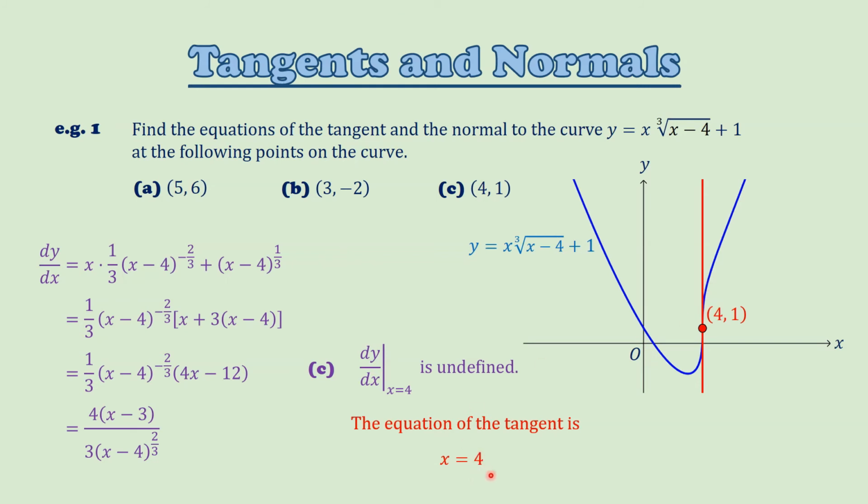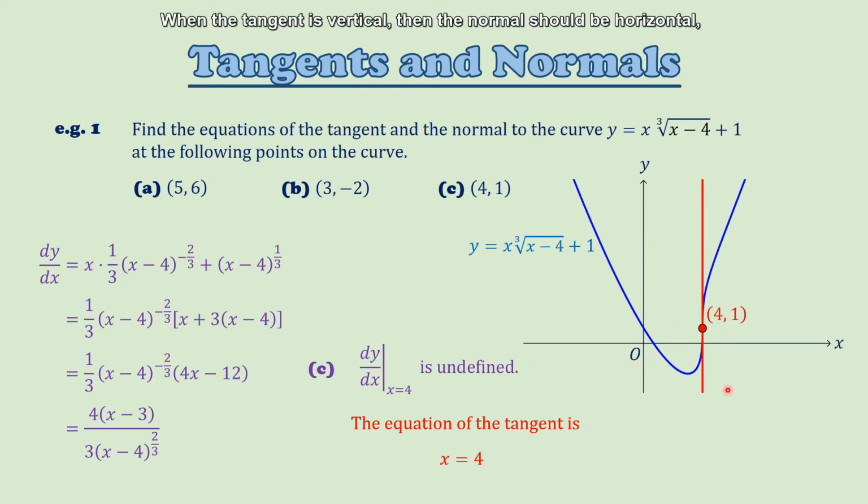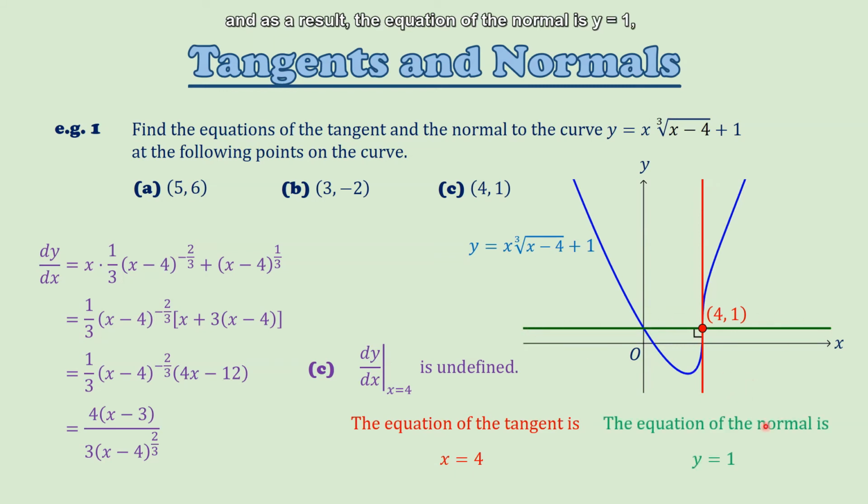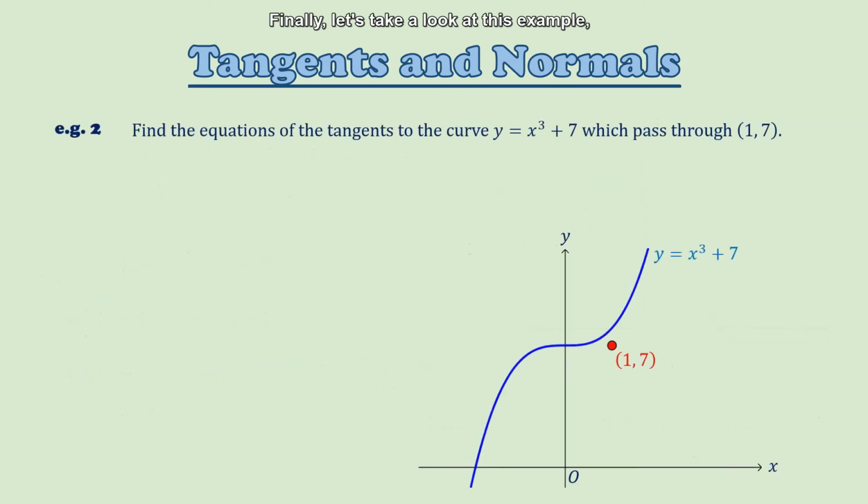When the tangent is vertical, then the normal should be horizontal. And as a result, the equation of the normal is y equals 1, where 1 is the y-coordinate of this point. Finally, let's take a look at this example and see how we can find the equations of the tangents from an external point.